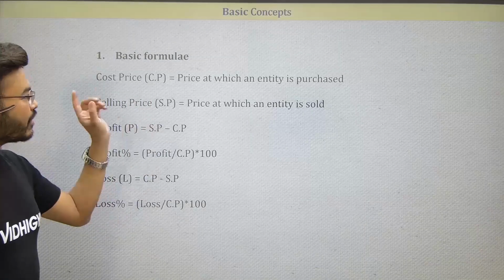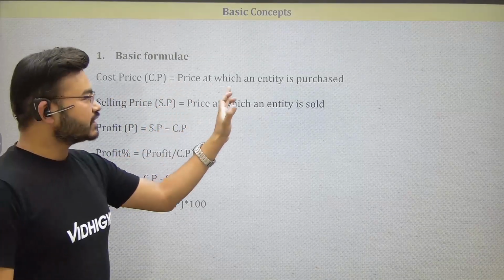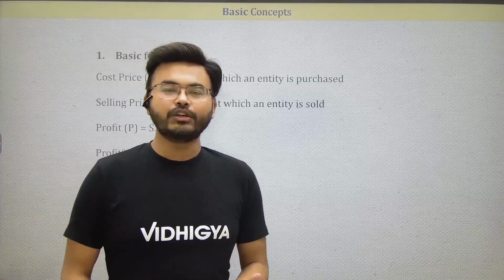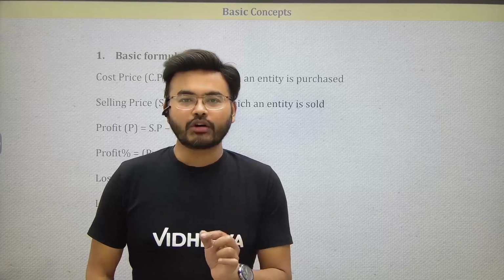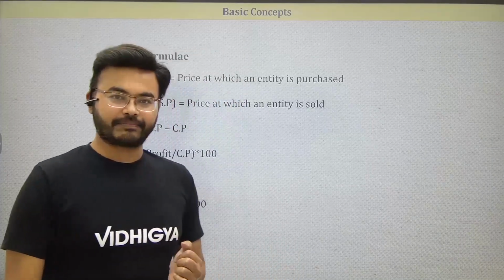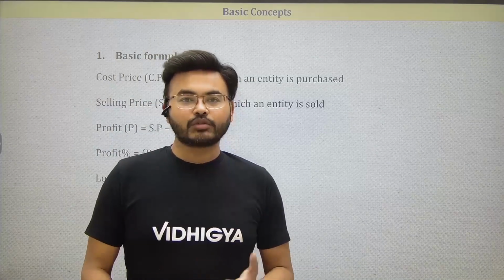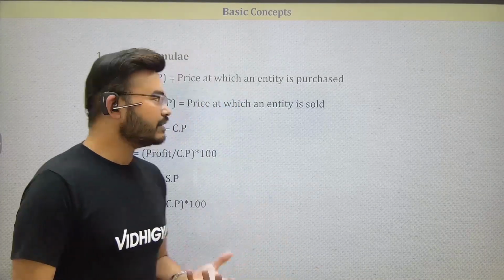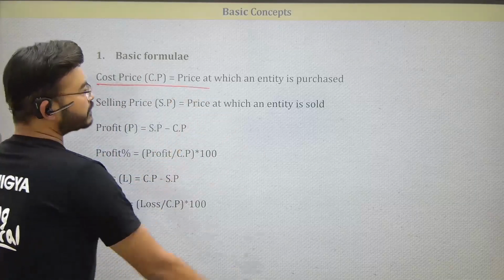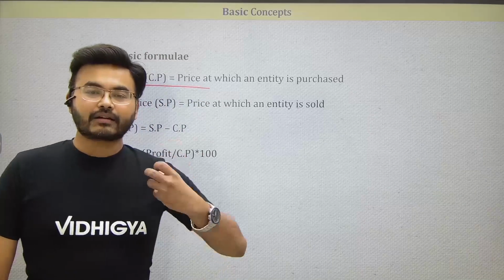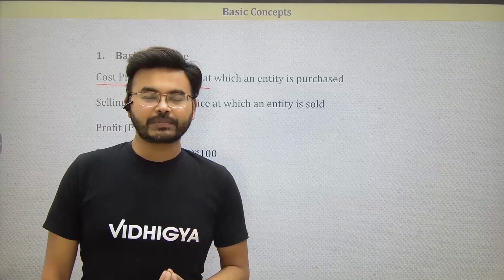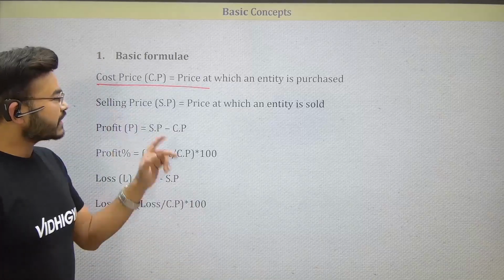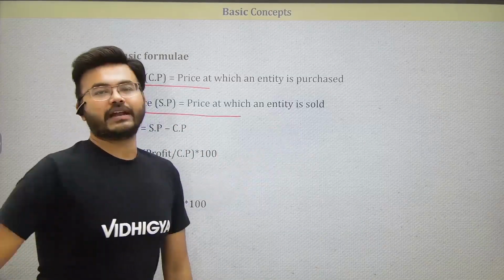Cost price. Cost price is known as the price at which an entity is purchased. Suppose you go out to a shop and you purchase something. That cost is known as the cost price. Now the shopkeeper who is selling you that article, for him that becomes the selling price. So cost price is the cost of the article that you have purchased from the shopkeeper. For you, it is the cost price. Similarly, for the shopkeeper, that becomes the selling price.